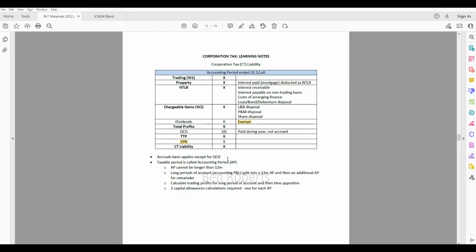Now, although everything gets taxed at 19%, we still need to calculate and determine the types of income that the company has generated in that period. So although it all gets taxed at the single rate of corporation tax, we still need to know what was their trading income, what was their property income, what was their non-trade loan relationships, but essentially that's their savings income.